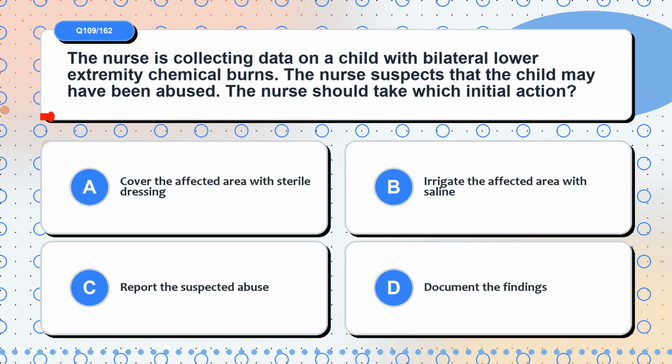Question 109. The nurse is collecting data on a child with bilateral lower extremity chemical burns. The nurse suspects that the child may have been abused. The nurse should take which initial action? Here are the options. Option A. Cover the affected area with sterile dressing. Option B. Irrigate the affected area with saline. Option C. Report the suspected abuse. Option D. Document the findings.